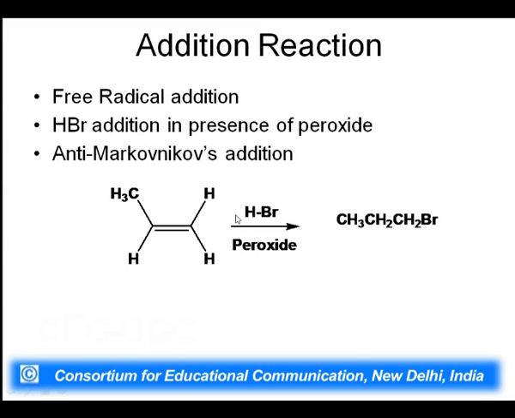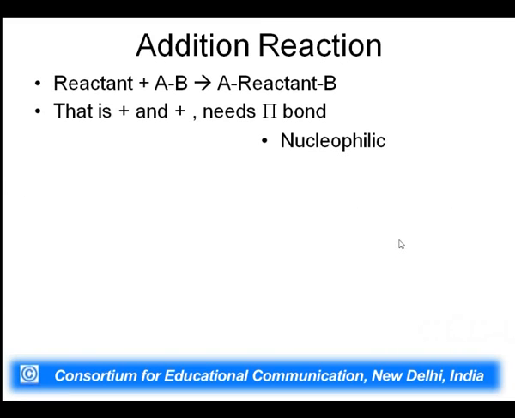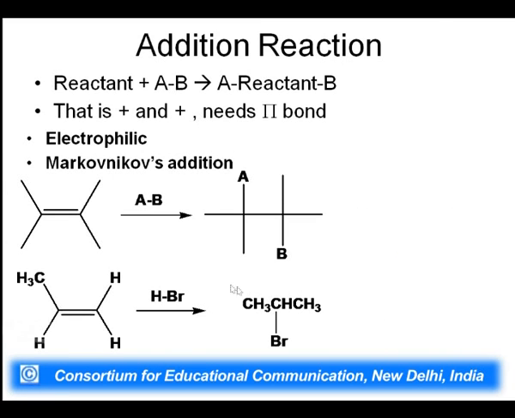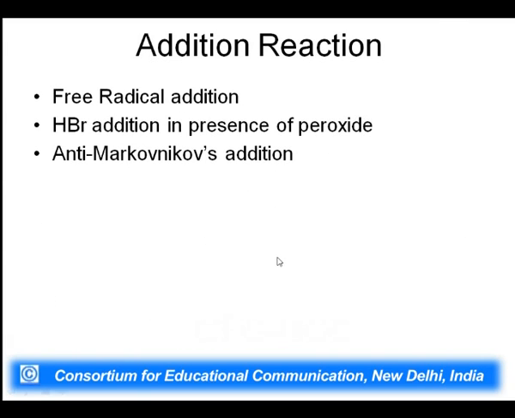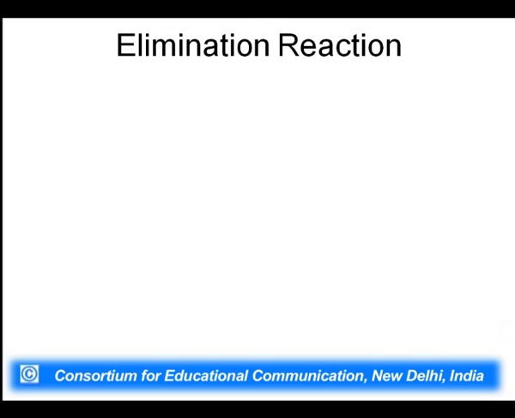The bromine was coming here, H was going to the carbon with more number of hydrogens, but due to the presence of peroxide the type of mechanism changes and we get a free radical addition. And when we do the anti-Markovnikov addition again, we would be discussing that we get 1-bromopropane, not the 2-bromopropane as in the case of Markovnikov addition. So these are the three types of addition reactions: nucleophilic, electrophilic and free radical additions.